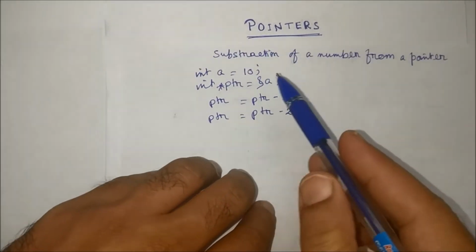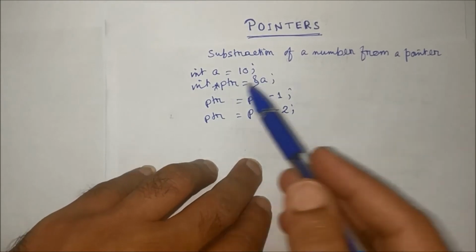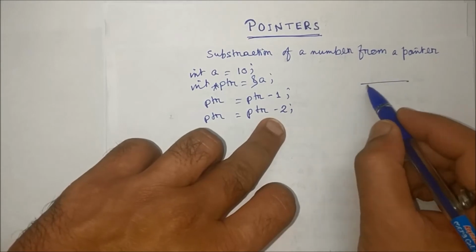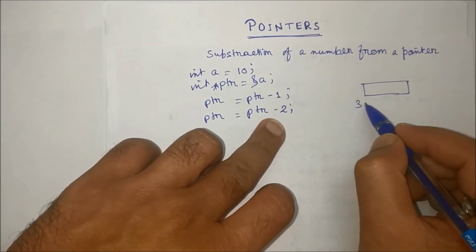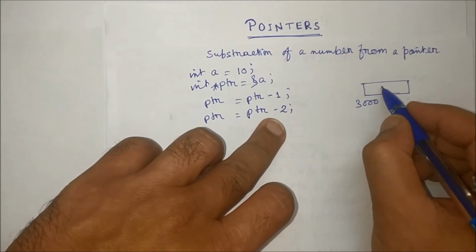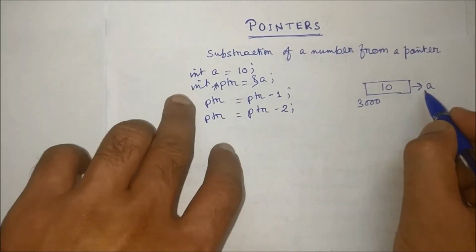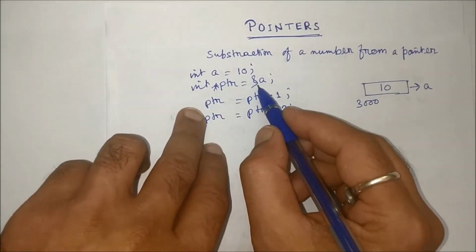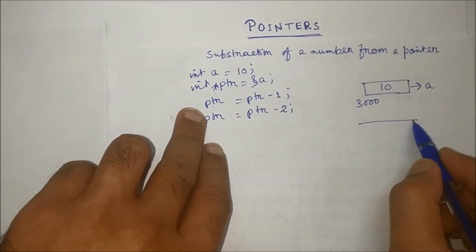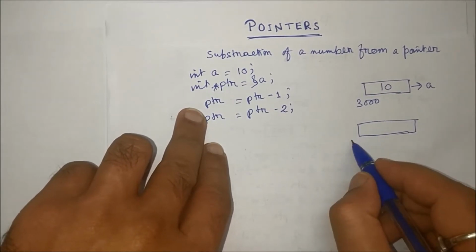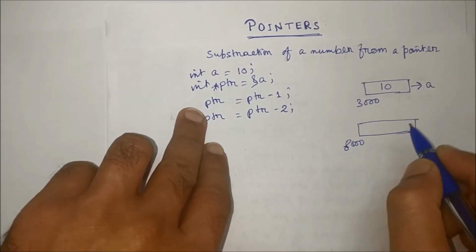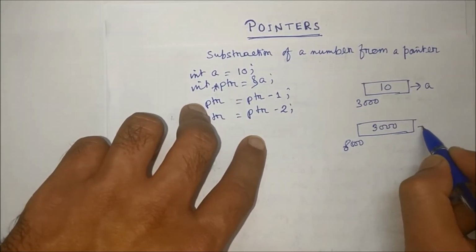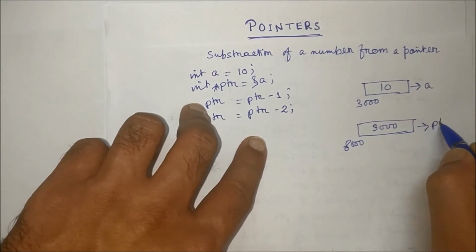Now let us discuss the subtraction of a number from a pointer. Here we have declared an integer variable a is equal to 10. The memory will look like this: suppose it is stored at 3000 and we are storing 10 there, and the location name will be a. In this statement we are declaring an integer pointer variable, and we are storing the memory address of a. Suppose the pointer variable gets 8000 in the memory, and the value stored inside the pointer variable is 3000, and the name of the location will be ptr.